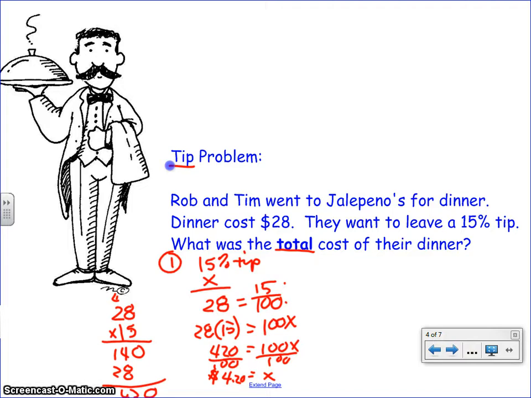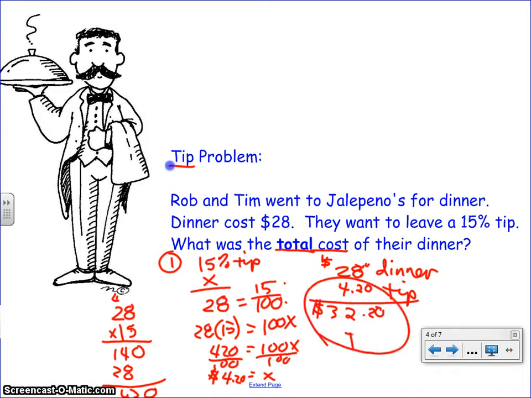But the question was, what was the total cost of their dinner? Well, the dinner was $28, right? And the tip we'd have to add on to that was $4.20. And you add those two together, and you get 8 and 4 is 12, carry your 1, $32.20. This was the total cost of their dinner.